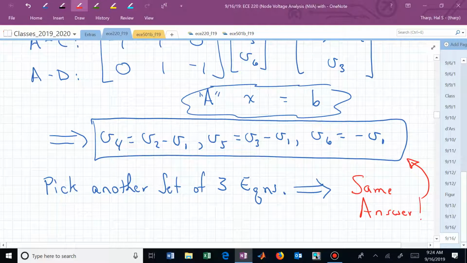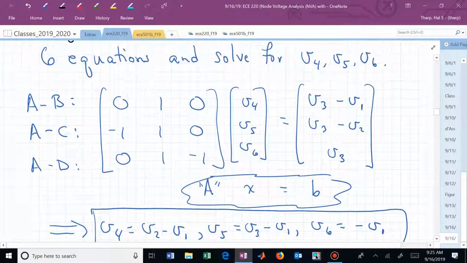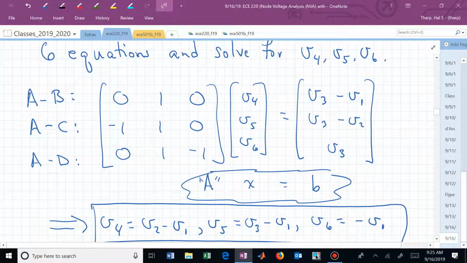You're going to get exactly the same answer that we obtained in that first iteration or first combination. So even though the A matrix and the B matrix will be different, the X will be the same. In terms of V4, V5, and V6, they will be exactly the same as what we computed from this.